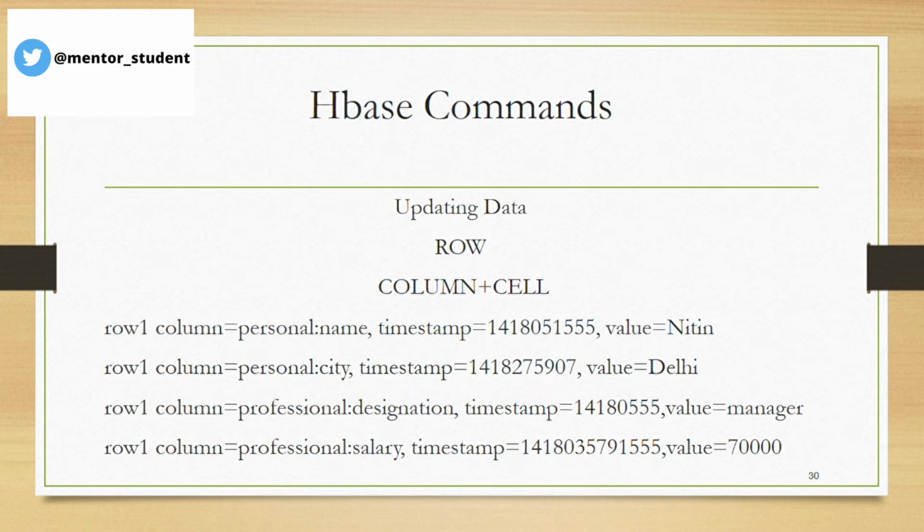So you can see there is one row and two column families, personal and professional. The values of the first column family are Nitin and Delhi, and the values of the second column family, in terms of designation and salary, are manager and 70,000. This is the result of table EMP in terms of column families, columns and cell values.